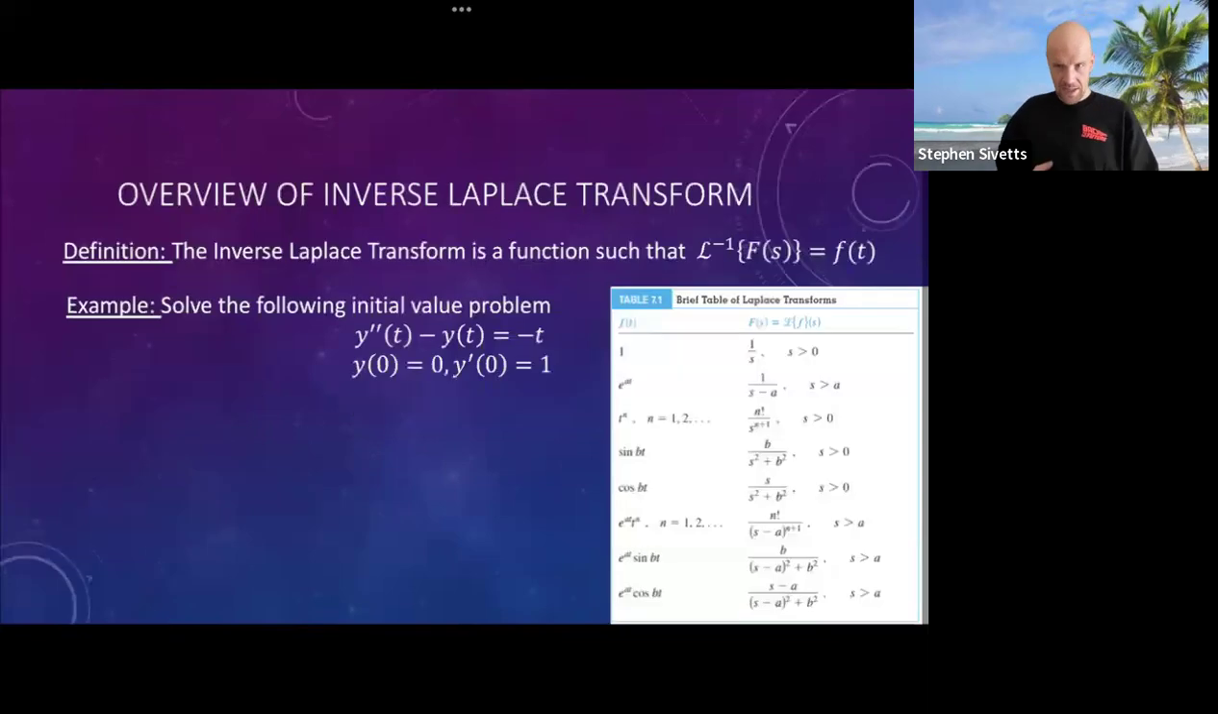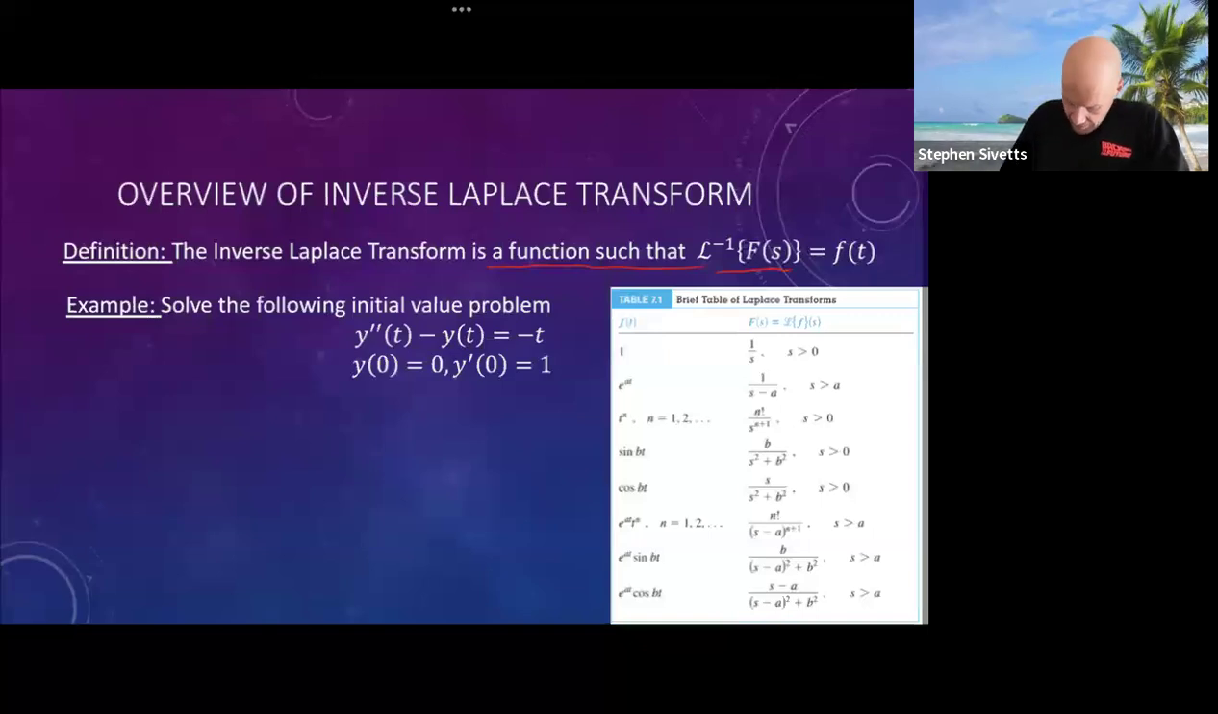So here's an example, and then going over the inverse Laplace transform. It's a function, okay? It's a function such that the inverse Laplace transform of capital F of s is equal to lowercase f of t. Okay, and one thing to point out here is that the inverse Laplace transform of capital F of s is also a linear function, right?